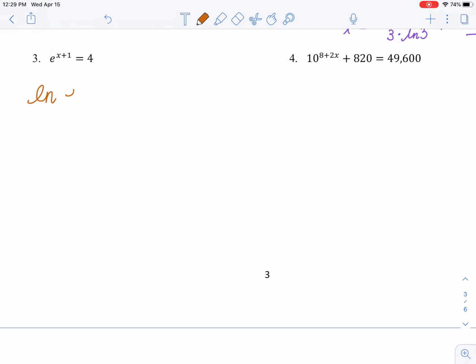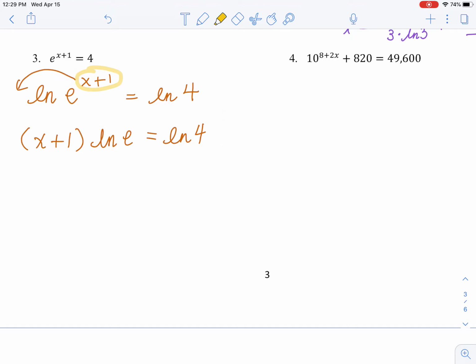I have more fun exponential equations. So what do you do? You take natural log of both sides. Natural log of e to the x plus 1 equals natural log of 4. If you bring this exponent down in front, you will have x plus 1 times natural log of e equals natural log of 4.